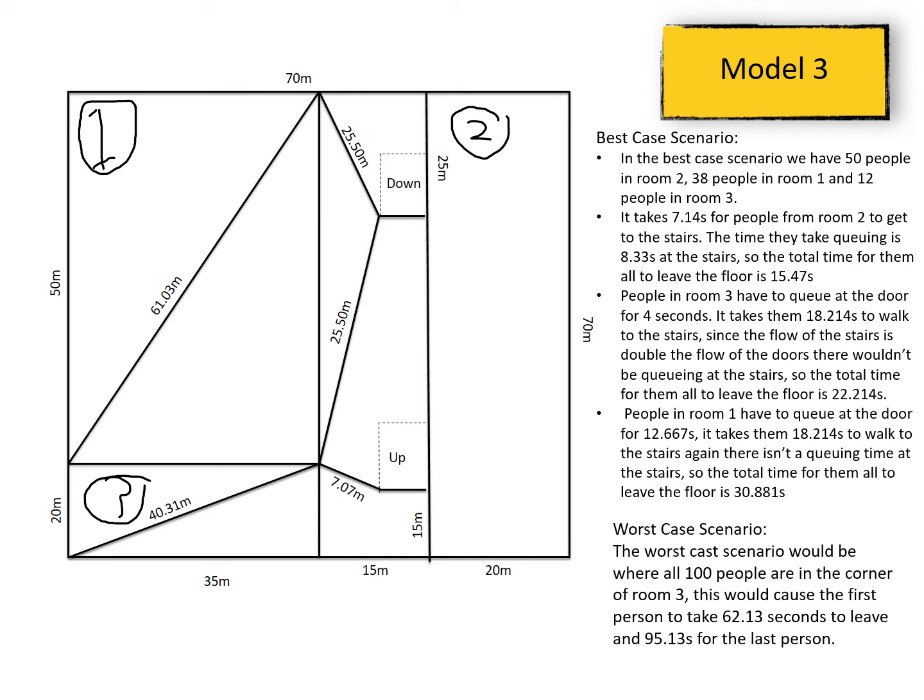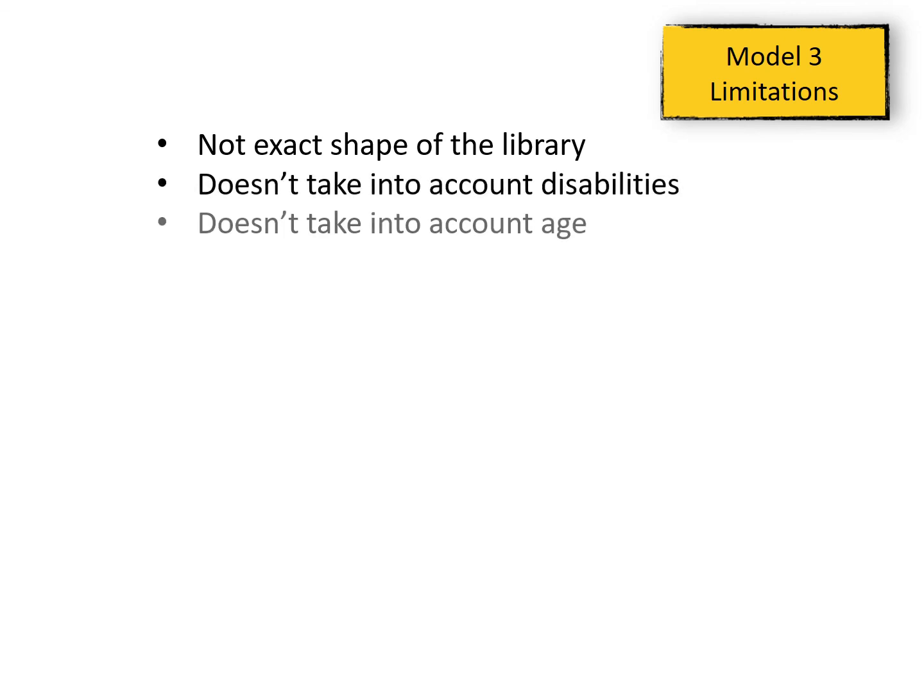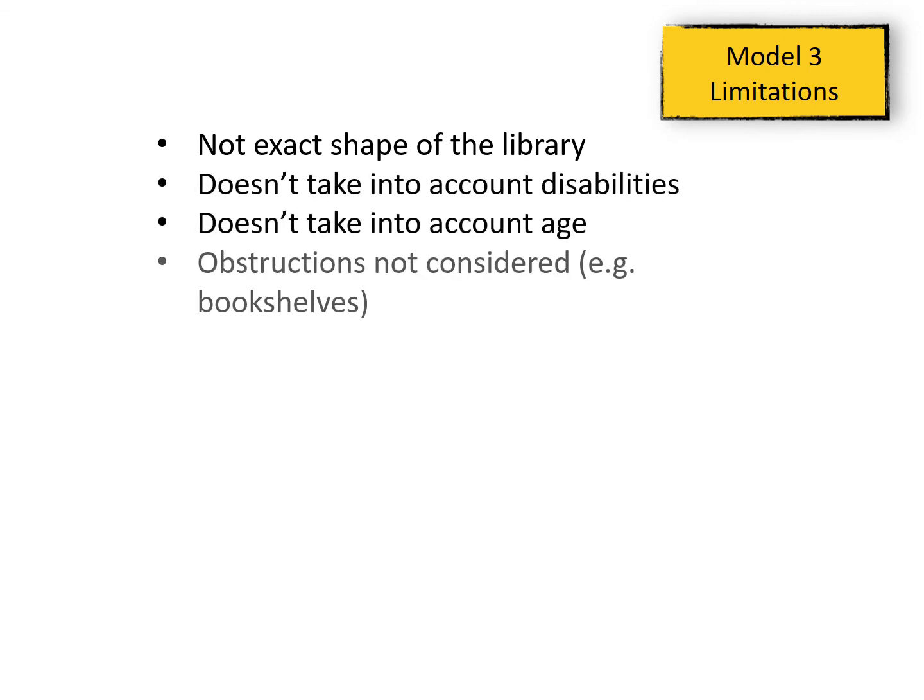The worst case scenario: all 100 people are in the corner of room 3. This would cause the first person to take 62.13 seconds to leave, and 95 seconds for the last person. The limitations of Model 3 are as follows. It's not the exact shape of the library. It doesn't take into account disabilities or age, and obstructions are once again not considered.